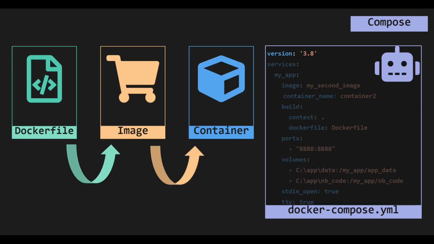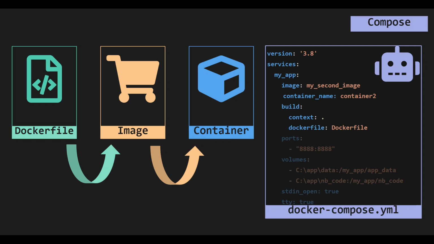The version specifies the version of the Docker Compose file syntax being used. Here I'm using 3.8. Services defines the different services that make up your application. In our application, there is only one service, but if you have a more complicated application with backend and front end, each one of them is considered a service. In our application, there is one service, my app, the name of the service. And then image name, I'll choose my second image, specifies the Docker image to use for my app service. And then the container name, I'll go with container 2.